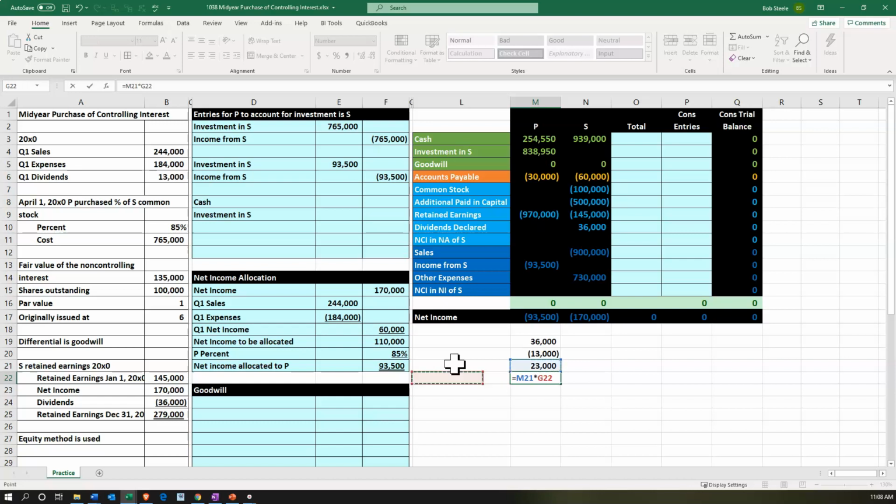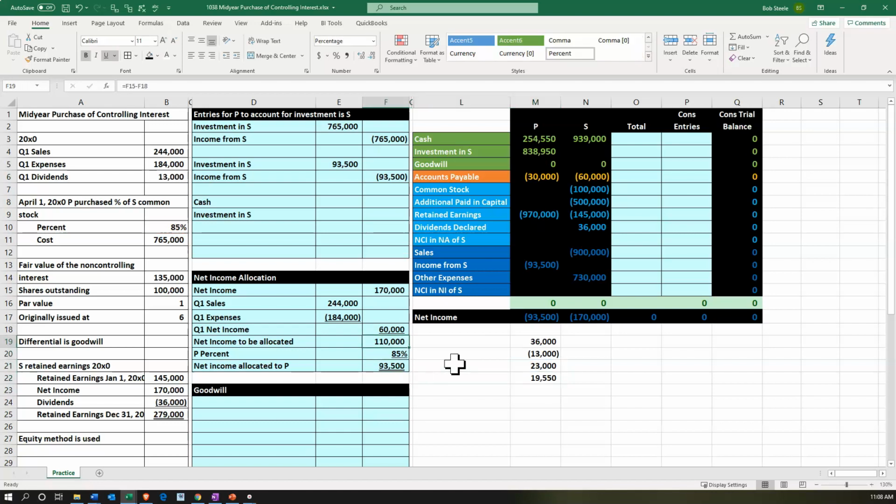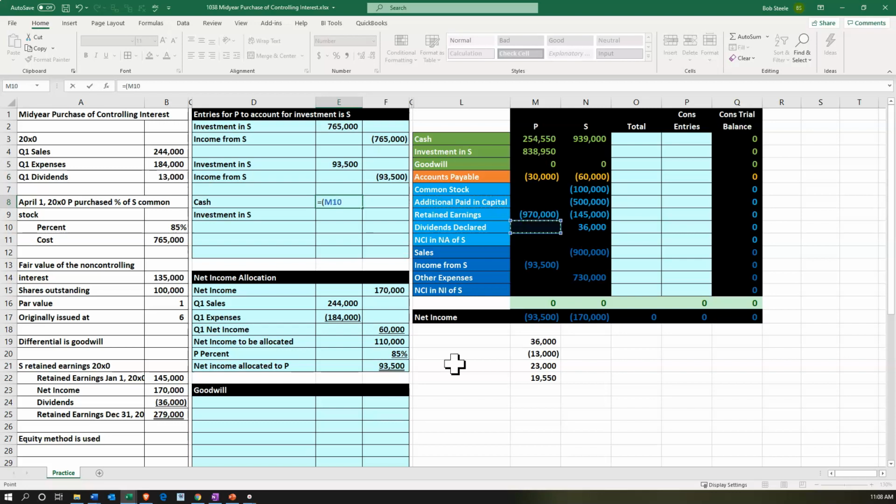So if I take that 23,000 times the 85%, their controlling interest, they should have got 19,550. Let's do that with a formula up top. I'm going to say this is going to be equal to brackets of, we'll be picking up that 36,000 minus the 13,000, and then multiplying that times the 85%. There's the 19,550. Just same calculation that we did down here. Just putting the formula in this cell, so that people can see it in the worksheet there.